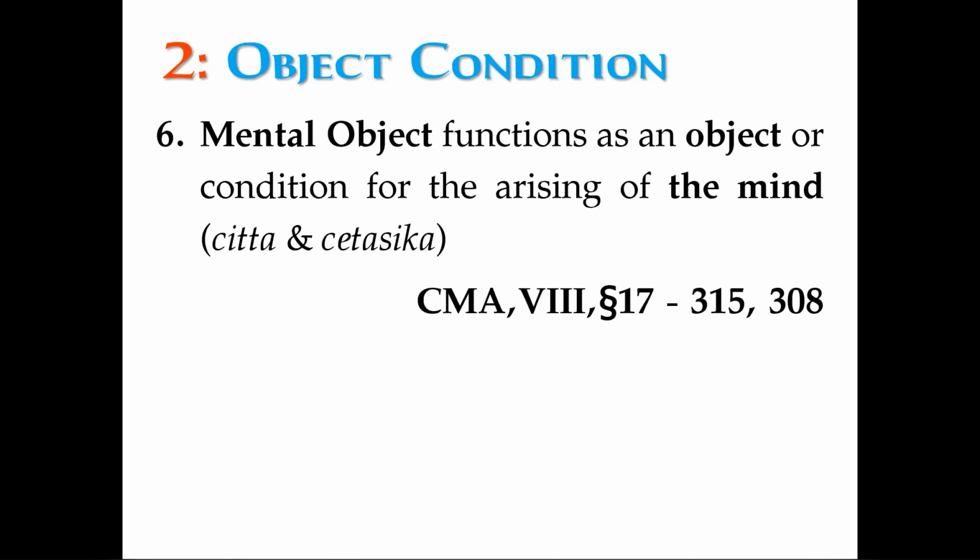Here, we have 6 objects. Because of those 6 objects, mind arises. So the 6 objects are the cause, and the mind that arises because of those 6 objects is the effect, right? Cause and effect. In other words, the 6 objects are the conditioning state, paccaya, and the mind, citta and cetasika, are the conditioned states, paccayuppanna.